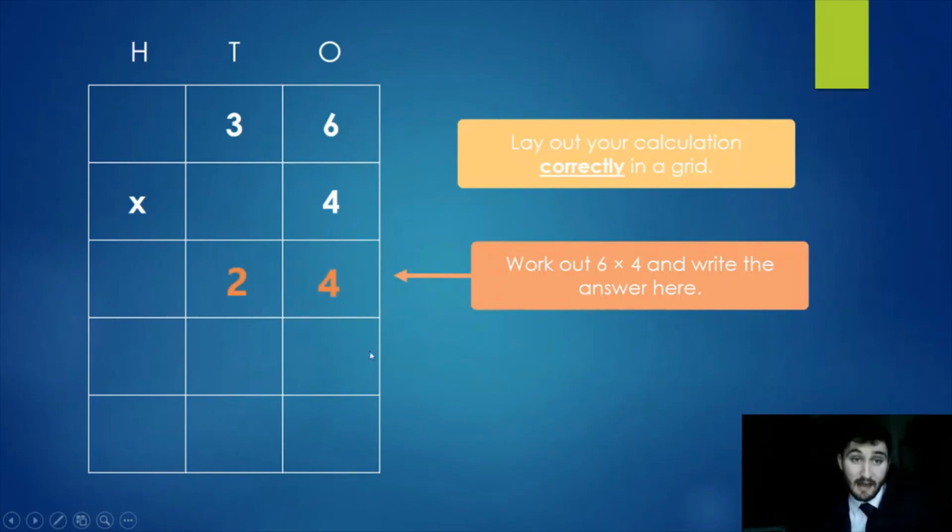And I'm going to write that into my expanded multiplication grid. And I am going to put my 4 in the ones column and my 20 in the tens column.